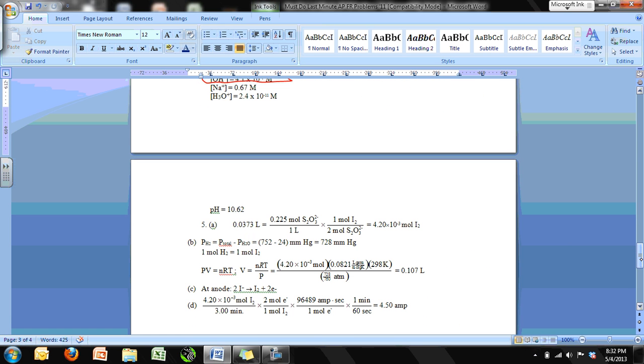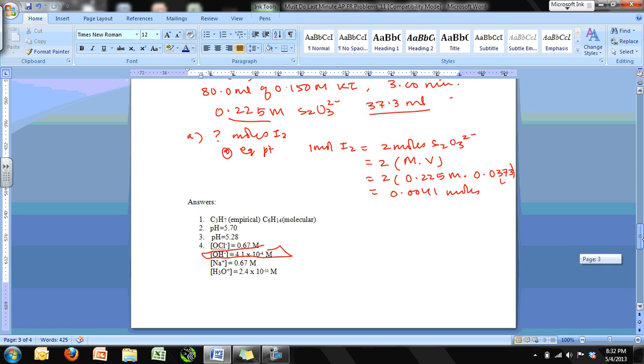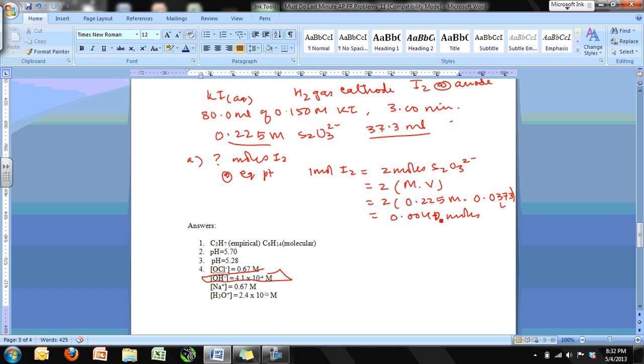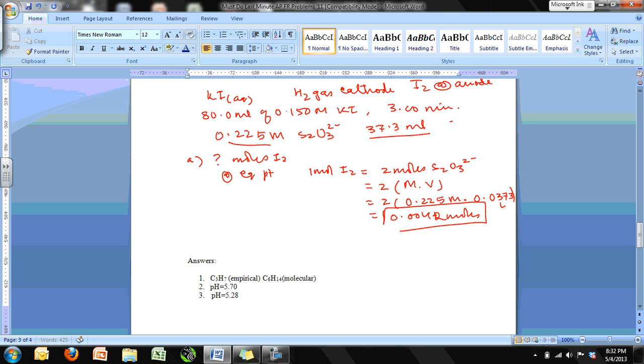Let me just check the answer. Yes, or 4.2 if you, depending on what place of decimal you go to. So that's how you do part A. Let me actually create some more space here.